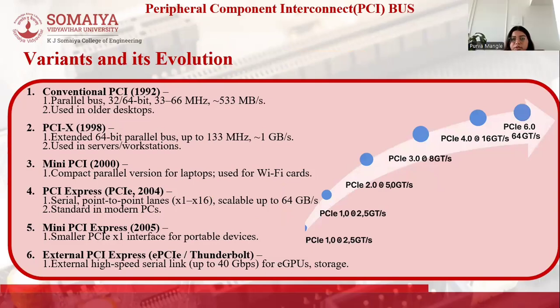Today, there are several types of PCI connections used for different purposes. Mini PCI Express is used in portable devices and laptops because of its small size. External PCI Express, also known as Thunderbolt, is used for external GPUs and high-speed storage. These interfaces are also electrically compatible, supporting both 5-volt and 3.3-volt systems, meaning newer devices can still work safely with older hardware.